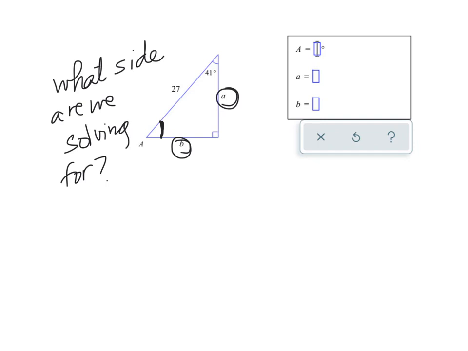Now, if I'm using this side, I also have to use this angle because that's the only angle I have. Of course, I can find the other one by subtracting 180 minus 90 minus 41. And you'll get the measure of this other angle. So 90 minus 41 is just 49. So we know this angle is 49. So we at least have that part.